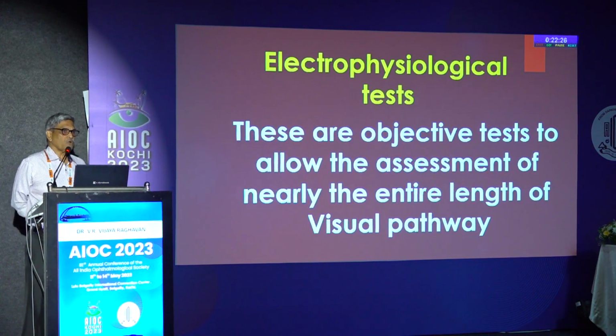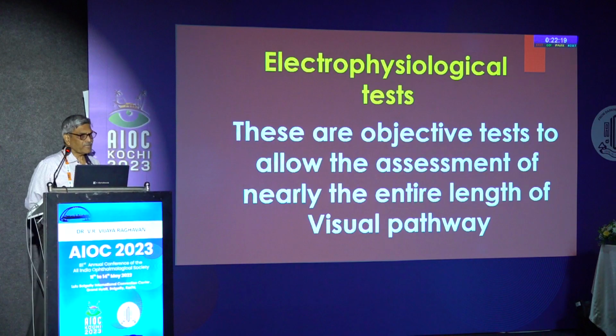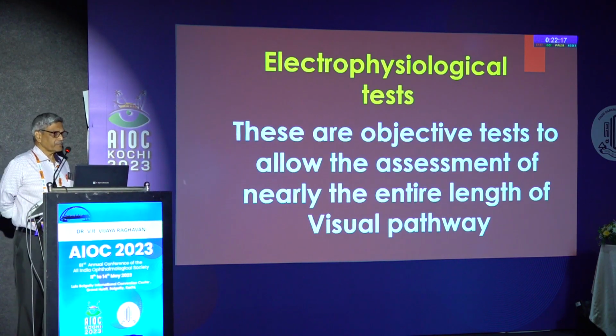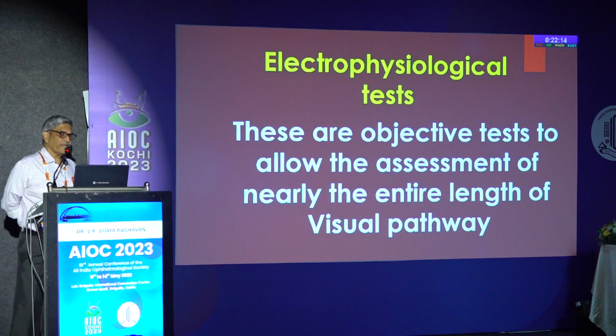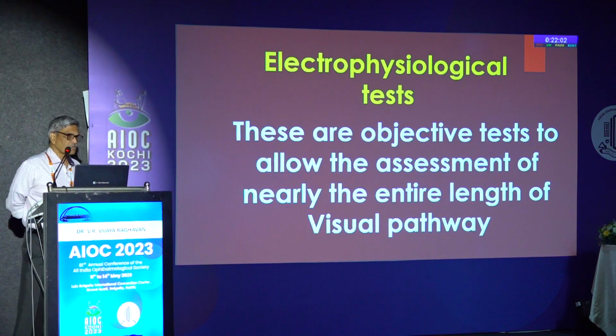Now, to know all these things, imagine you keep the patient in dark. What's happening? Rhodopsin is generated. When you expose him to light, what happens? The rhodopsin is broken. When the light falls on the retina, rods and cones get stimulated and produce action potentials. These action potentials are recorded as ERG.